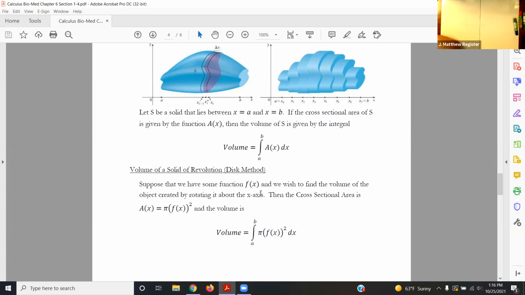Suppose that we have some function which you want to know the volume of the object created by rotating it about the x-axis. Then the cross-sectional area is A of x equals pi times f of x squared. And the volume is the integral from a to b of pi times f of x squared dx.